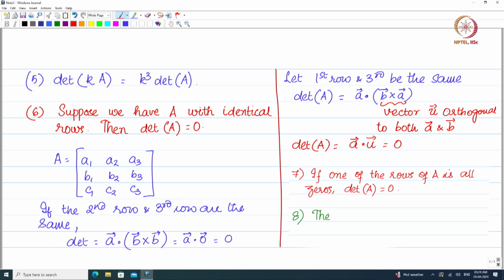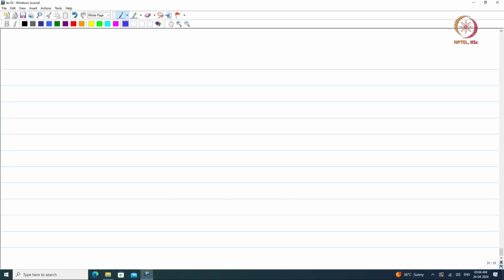Okay. The most important property that we are going to look at now is that the sum of determinants is not equal to the determinant of the sum. Now, what does that mean? This simply means determinant of matrix A plus determinant of matrix B is not equal to determinant of A plus B, right. We have one more property.